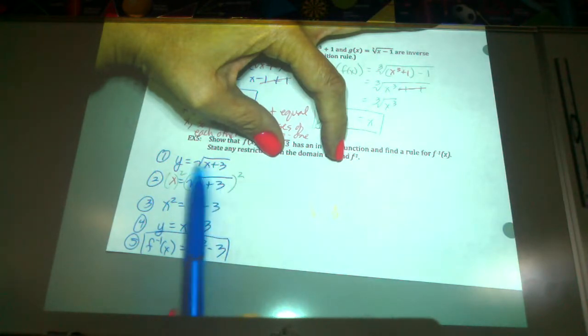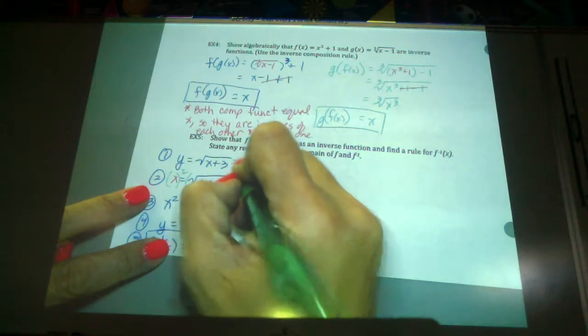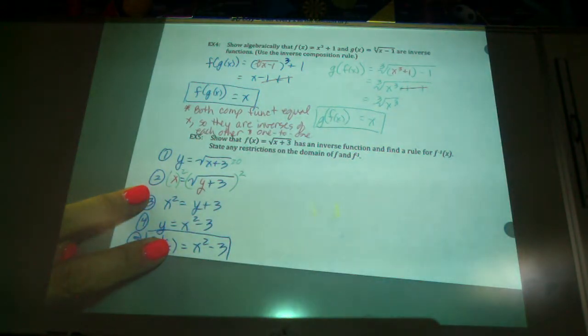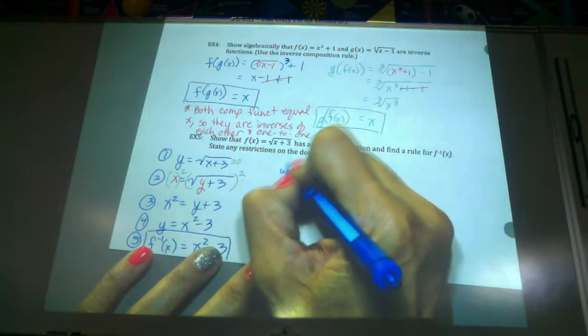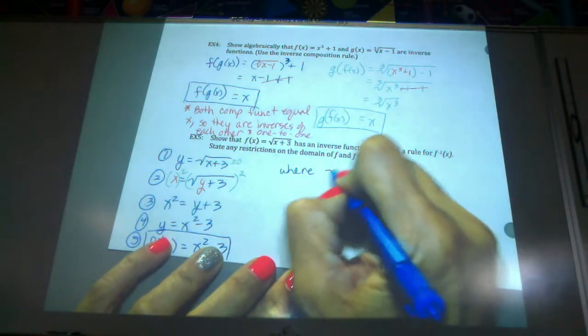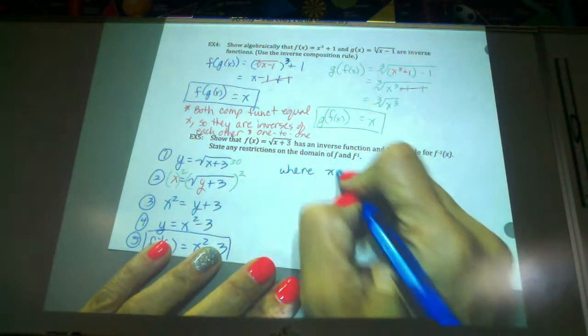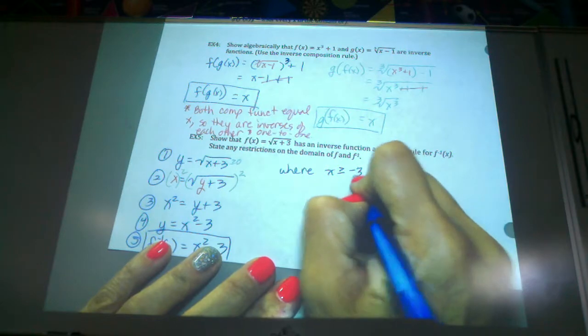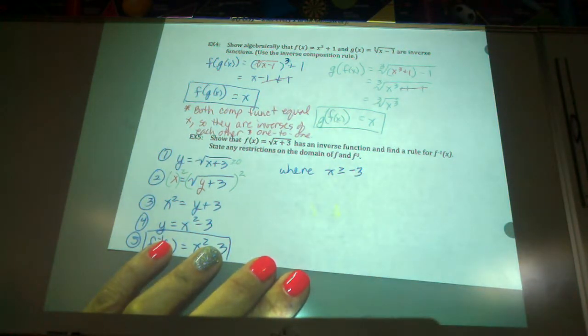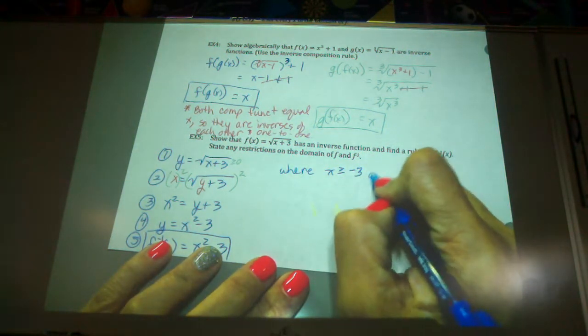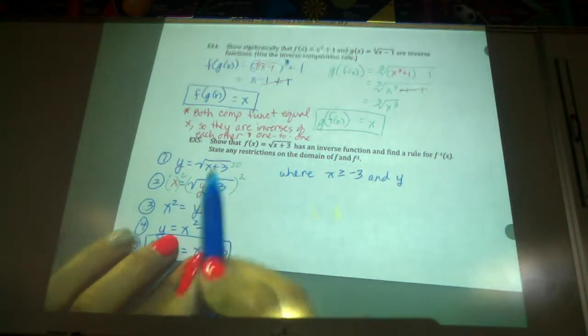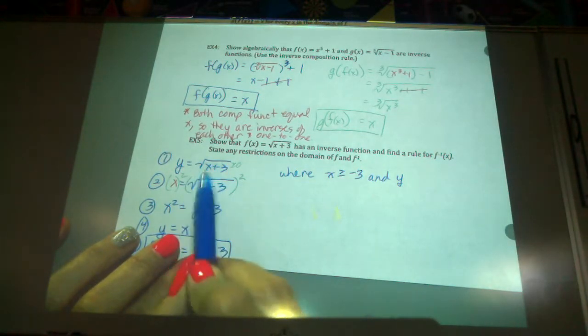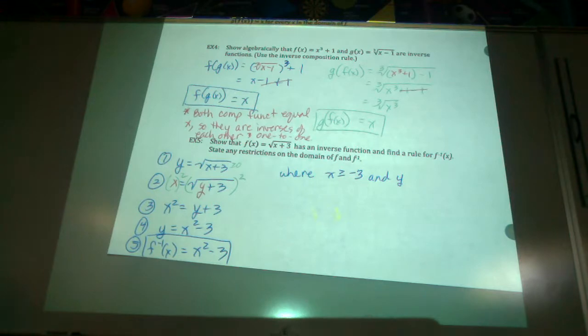It's a radical. So wouldn't we take the x plus 3 and set it greater than or equal to 0 for the restriction? So if I solve this, I get x is greater than or equal to negative 3. Agreed? And y, what kind of answers do you get for square roots? You get positives and 0.